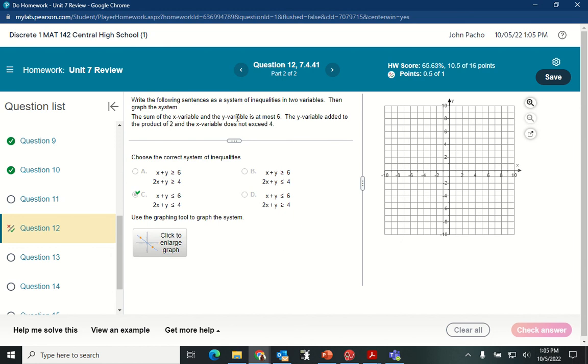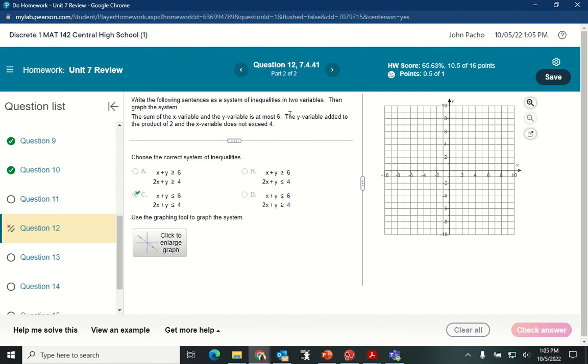So the word sum means I'm adding those together. At most is 6. Can it be more than 6? It's got to be less than 6. Can it be equal to 6? So it could be less than or equal to 6. So my first part says x plus y is less than or equal to 6.